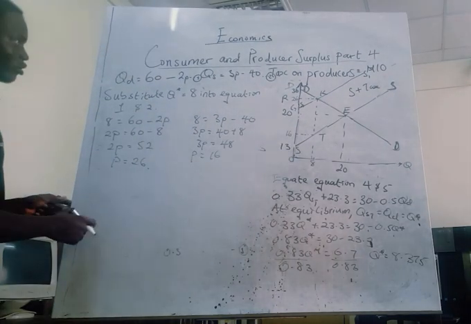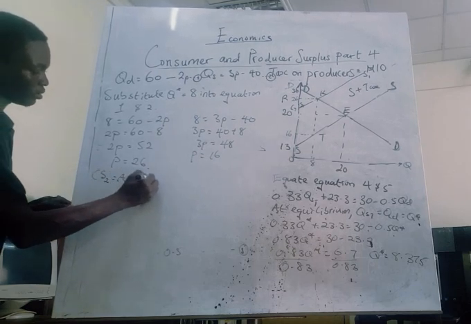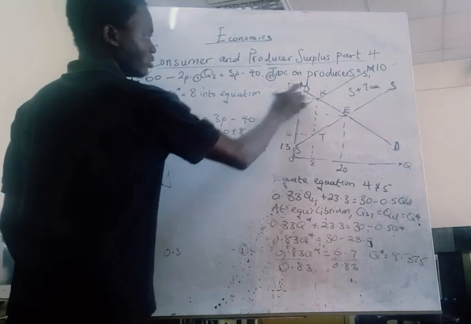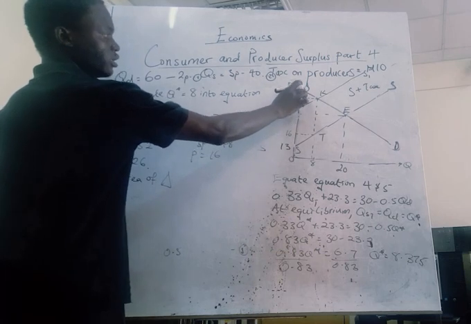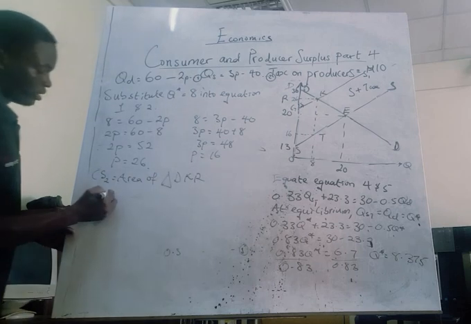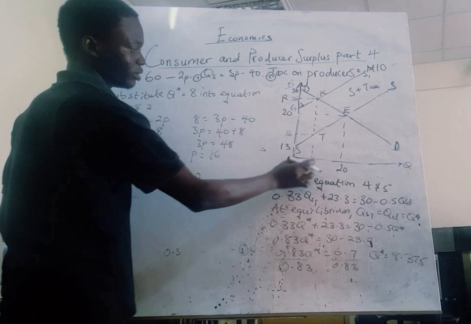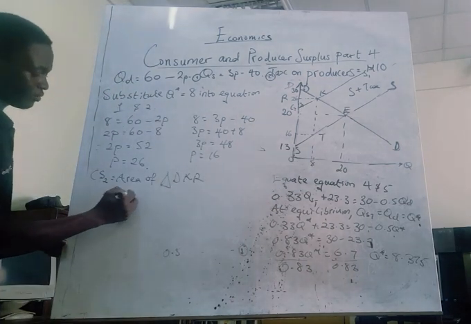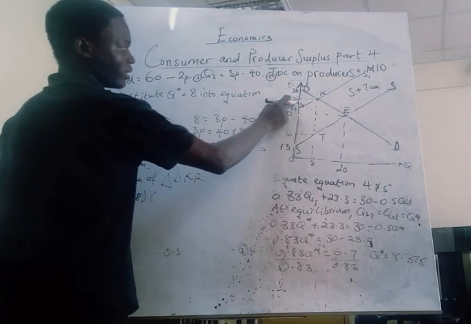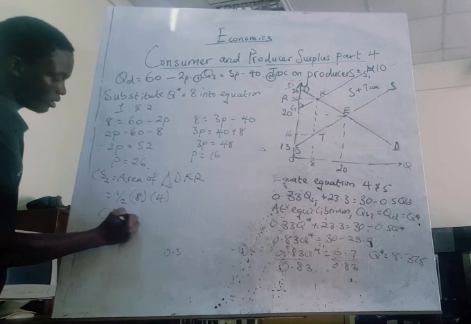So how do we calculate our consumer surplus now? Consumer surplus, which we call CS2, equals the area of triangle DKR, because this is the new price they are paying. The base is the difference between this point and this point, which is 8 minus 0. So half into brackets 8, then into brackets the height. The height is just 30 minus 26, which is 4, and then CS2 here equals 16.